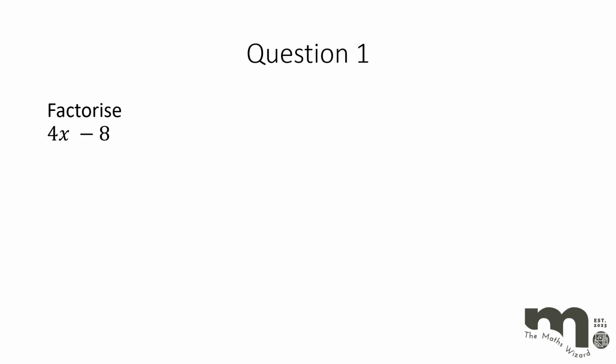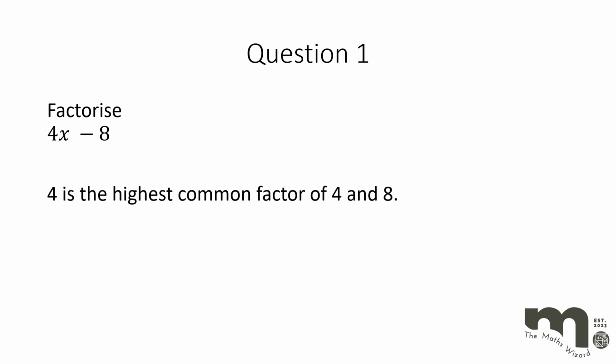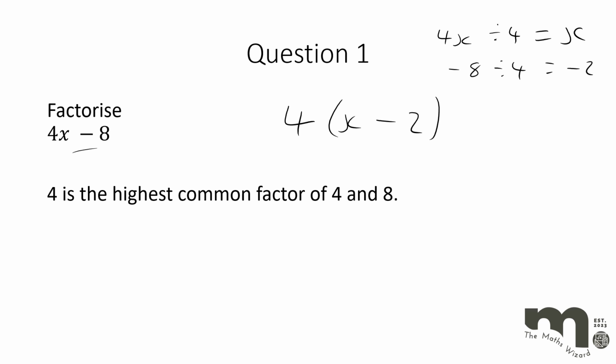Okay, so here's your first example, so pause your video and have a go. Okay, so if we look at the numbers we have here, we've got 4 and 8. The highest common factor of 4 and 8 is just 4. So that means the 4 is going to go on the outside of the bracket. And then if we look at the inside, we're going to have a subtraction in the middle because we've got a subtraction here. So we have got to do 4x divided by 4, which will give us x on the left hand side here. And then we are going to do minus 8 divided by 4, which will give us minus 2, which we have on the right hand side of the brackets. So there's your final answer there. We've got 4 on the outside and x minus 2 on the inside.